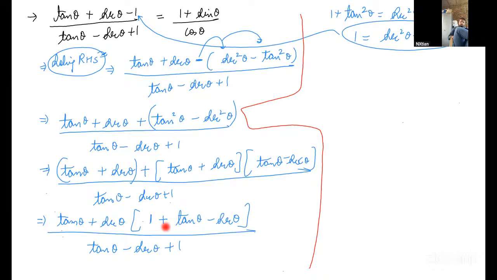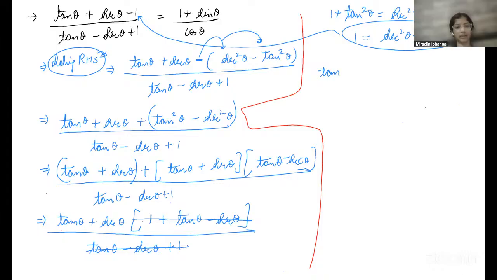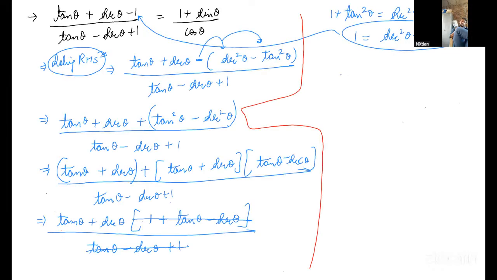Now this whole term will cancel with this whole term because they are both the same: plus 1, minus sec theta, tan theta, the whole term is the same. Did you understand? Now what remains behind is only tan theta plus sec theta.